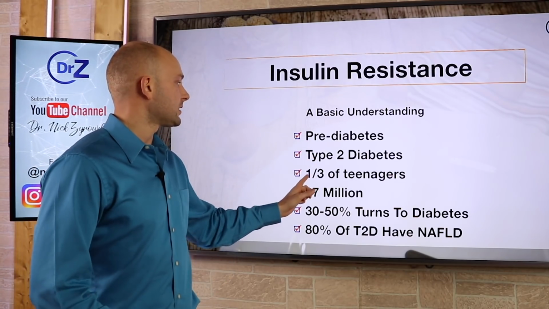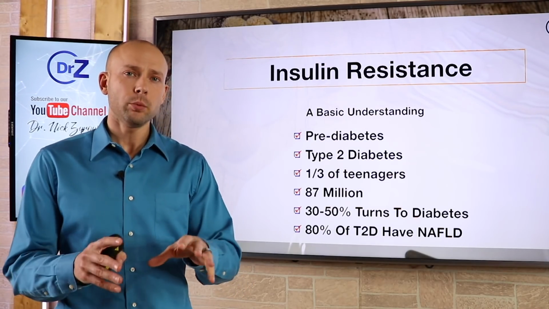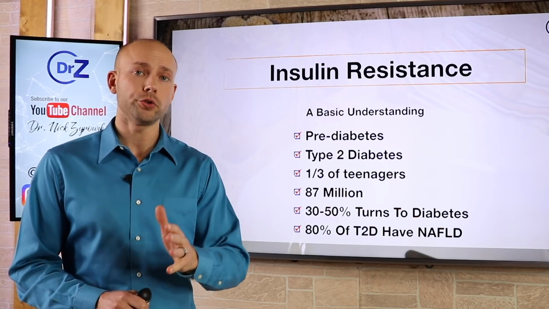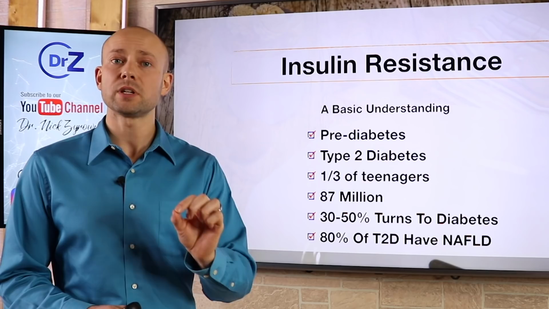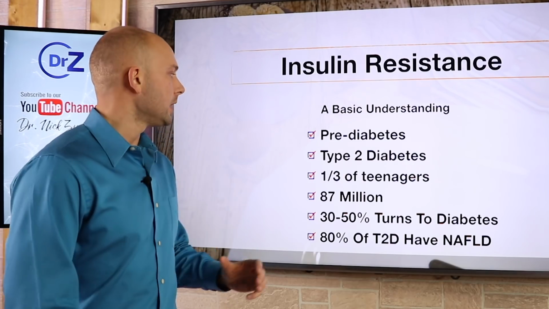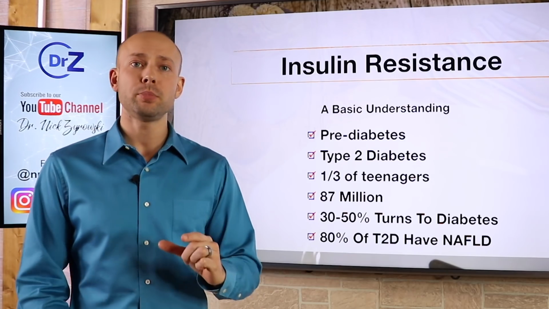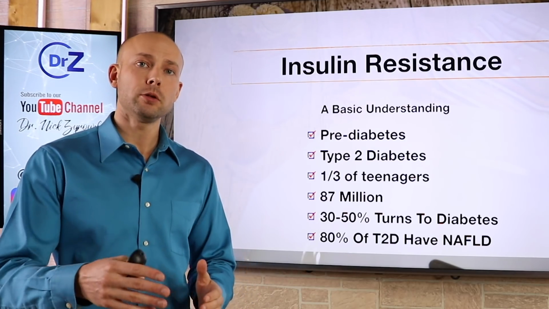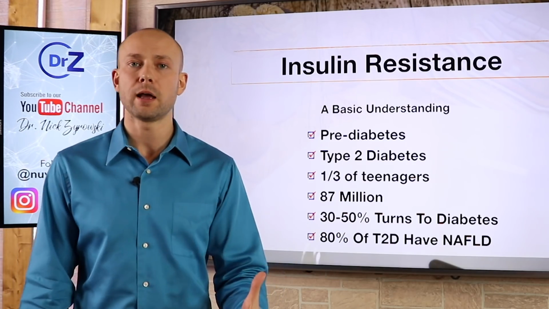Now, when we look at both of these issues, like I said, a lot of people are suffering from it. It's estimated that 1/3 of teenagers are suffering from pre-diabetes. Now, when we look at diabetes in general, this is something that used to be referred to as adult onset diabetes. It's no longer referred to as that because it's onsetting in so many children. And so 1/3 of teenagers have this issue. It's estimated that 87 million people in the United States have pre-diabetes. Of these 87 million people who have pre-diabetes, 30 to 50% will turn into full-blown diabetes.